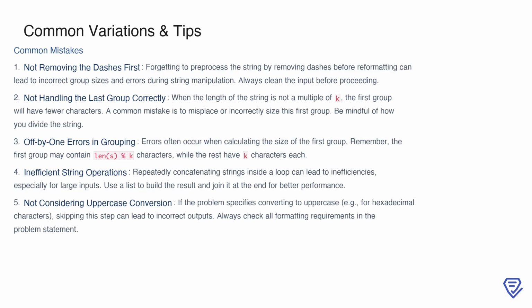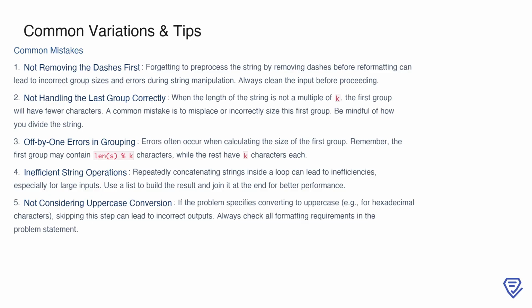When working on this problem, there are a few common mistakes to watch out for. First, not removing the dashes from the input string before reformatting can cause issues with group sizes and lead to errors during string manipulation. Always ensure the string is cleaned before proceeding. Another frequent error involves handling the last group incorrectly. If the total length of the string isn't a perfect multiple of the group size k, the first group will have fewer characters. It's essential to calculate this properly to avoid misplacing or incorrectly sizing that initial group.